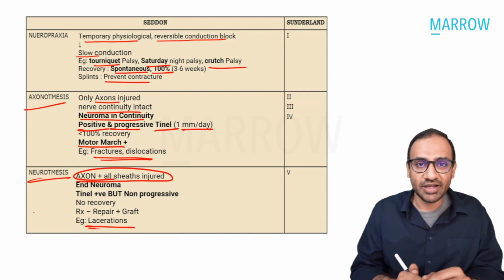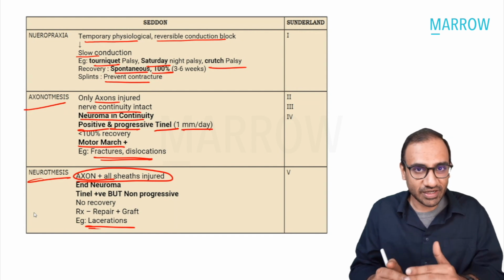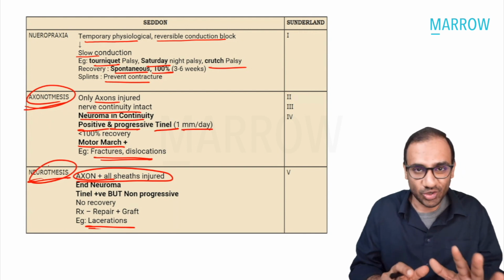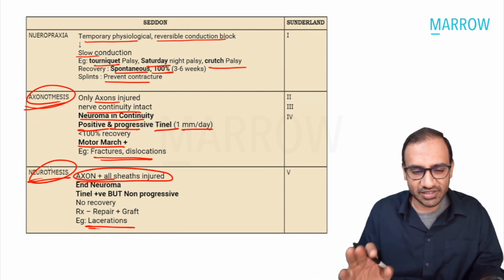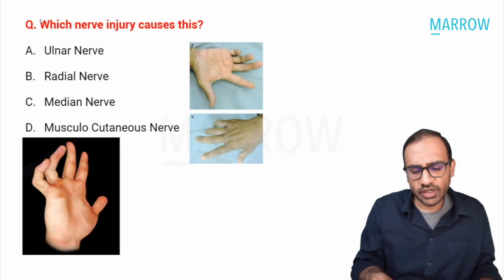So for endoneuroma and neuroma in continuity, please understand what the locations are. Neuroma in continuity is seen in axonotmesis, and endoneuroma is seen in neurotmesis. You know this stuff. We have discussed this in great detail, and I'm sure you would be able to answer this. All right. Now let's look at this simple question.